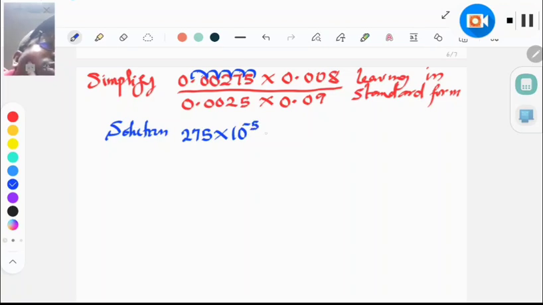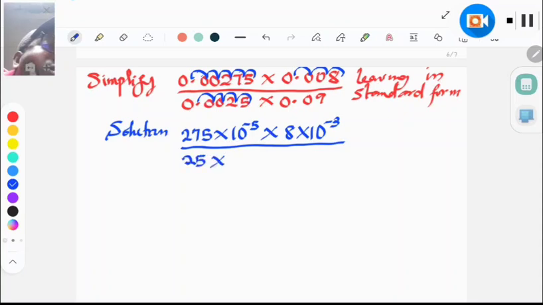That's negative 5 times this one, 1, 2, 3. That's 8 times 10 raised to the power negative 3. Then we move 1, 2, 3, 4. That's 25 times 10 raised to the power negative 4. Times we move 1, 2. That's 9 times 10 raised to the power negative 2.